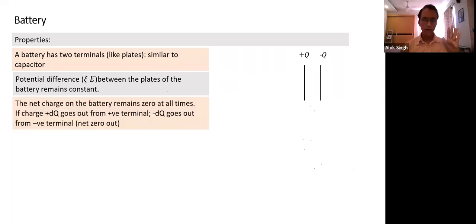So what is a battery? A battery is in a way similar to a capacitor. What is the key difference between a capacitor and a battery? In case of a capacitor, if charge flows from the positive plate to the negative plate, if you provide a path for charge to flow, the potential difference changes. What happens in case of a battery? The potential difference does not change. We'll see why. The net charge of the battery remains 0 at all times. So net charge remains 0.